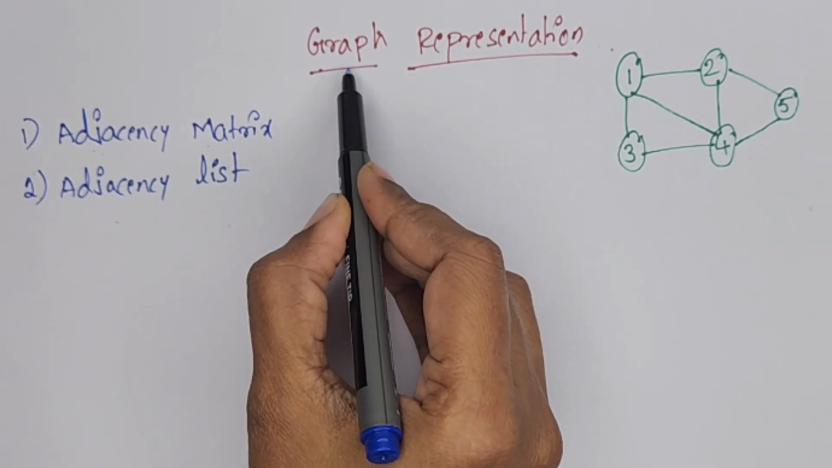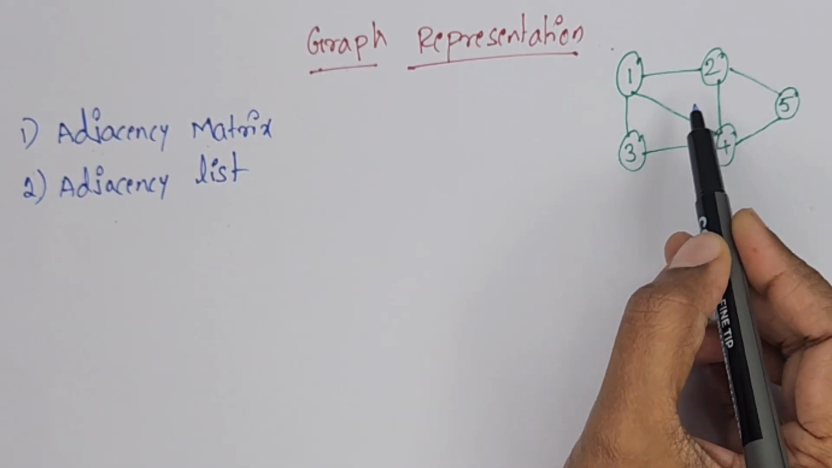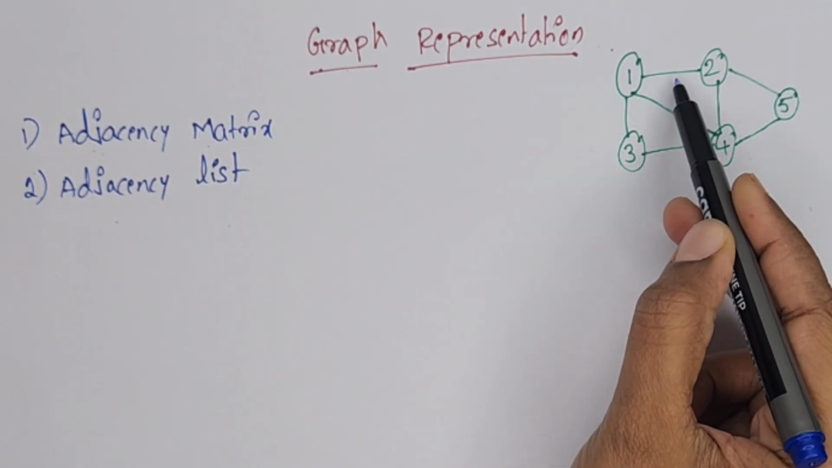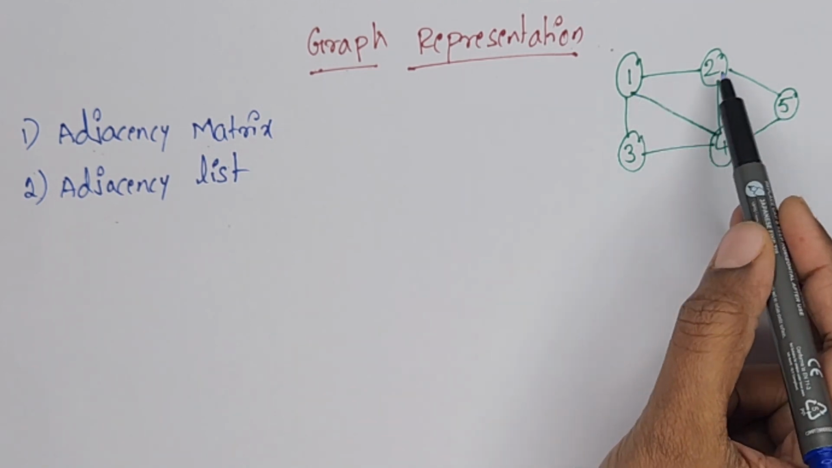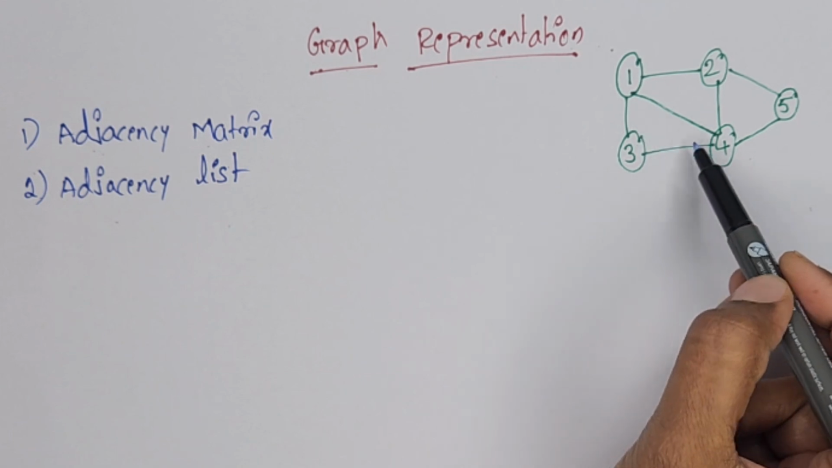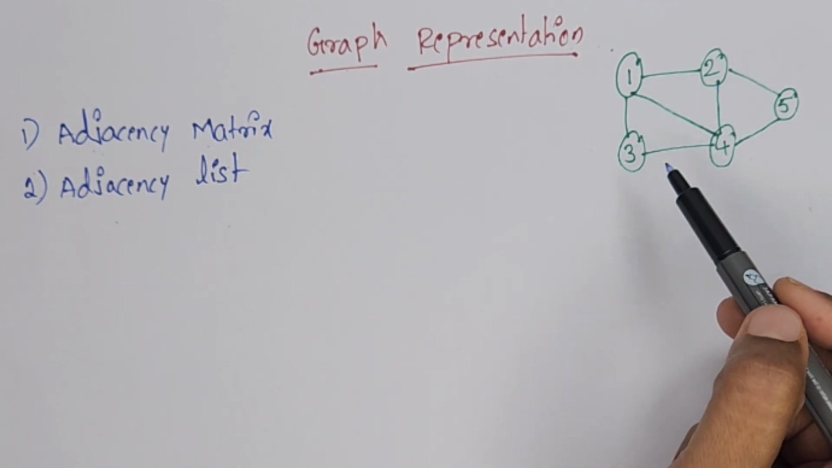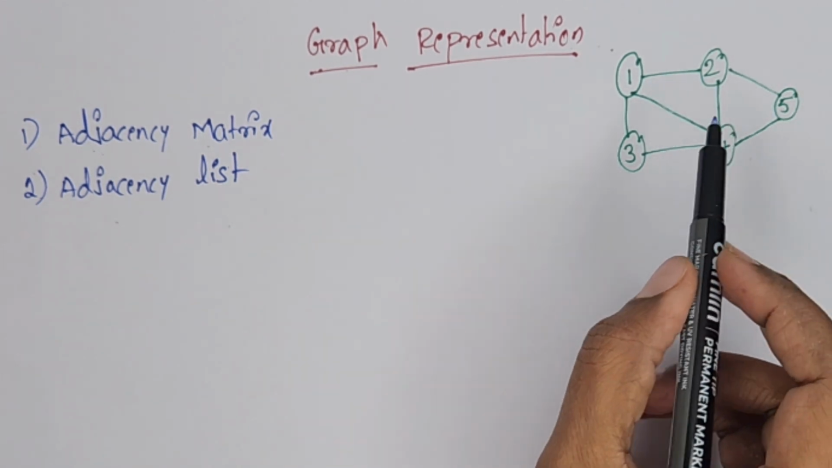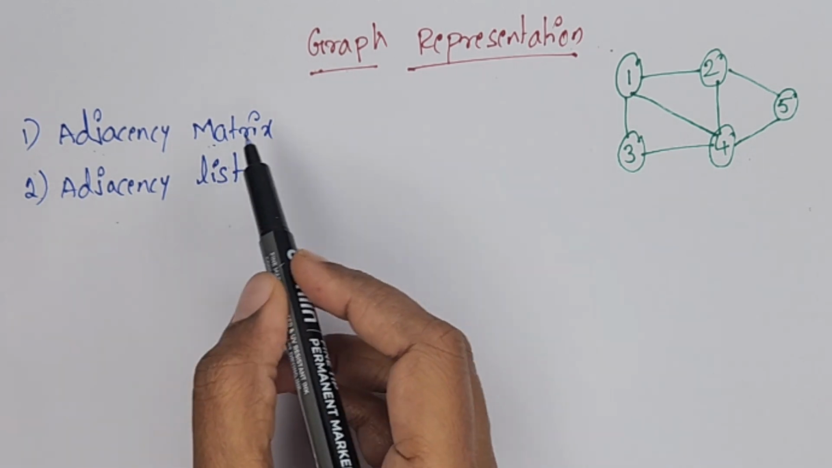In this video, I am going to explain graph representation. Graph means collection of vertices and edges. So in this example, 1, 2, 3, 4, 5, all these are vertices and these are edges. Edge means connection between vertices. Now there are two popular methods to represent a graph.